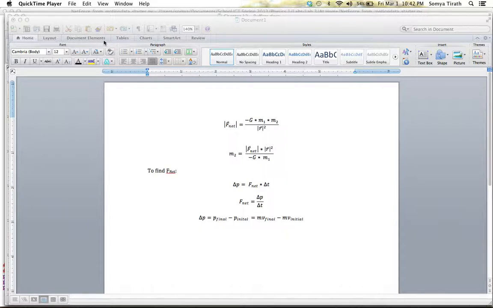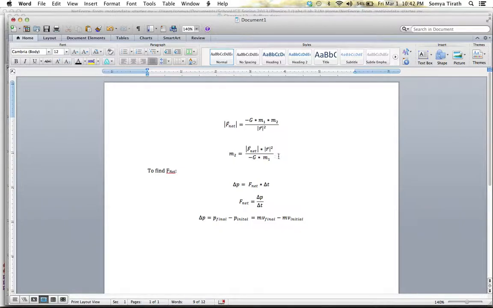To find the mass of the black hole, the following equations were used. The magnitude of the net force is equal to the negative universal gravitational constant times the mass of the star times the mass of the black hole over the distance between the star and the black hole squared. Rearranging this equation, we get the second equation, which uses the same exact values as stated above, but will give you the mass of the black hole, or M2.